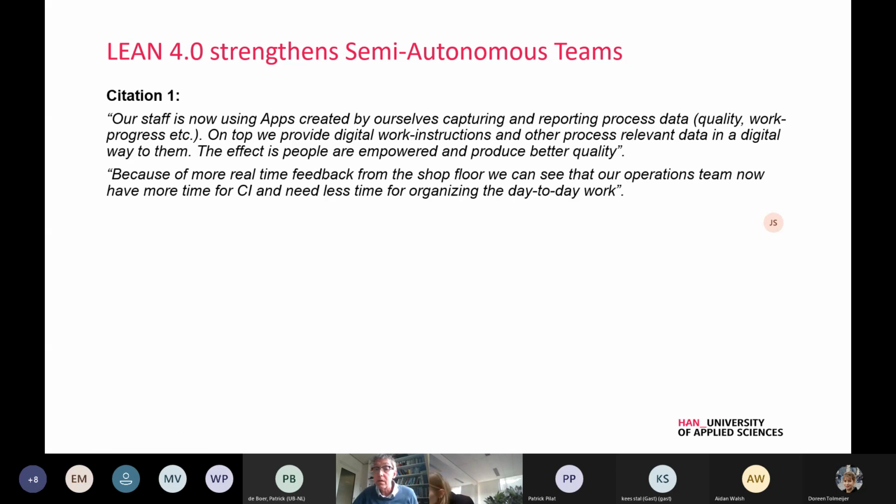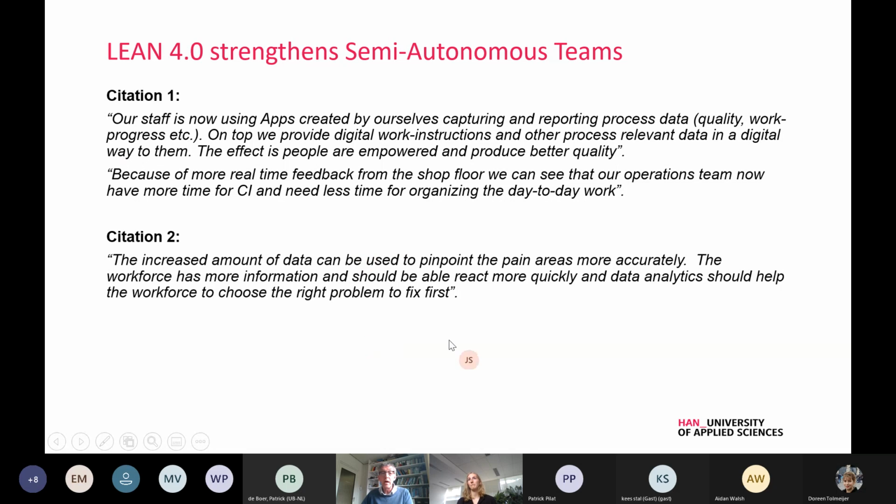Here, Lean 4.0 strengthens semi-autonomous teams. This is a citation of a manager. He says, well, our staff uses apps created by ourselves, capturing and reporting process data. On top, we provide digital work instructions and other process-relevant data in a digital way to them. The effect is that people are more empowered and produce better quality. And another citation of him, because of the more real-time feedback from the shop floor, we can see that our operations team now have more time for continuous improvement, need less time for organizing the day-to-day work because it is organized.